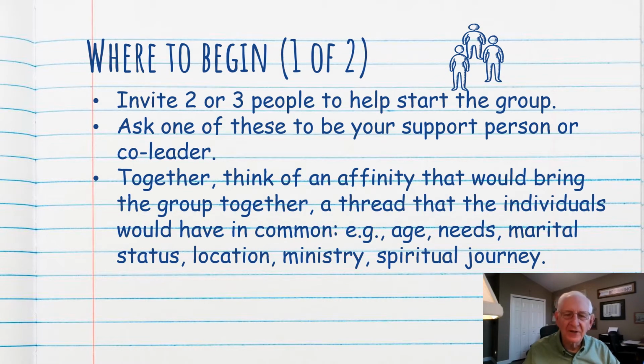The way to get going, the way to begin a group, is to invite 2 or 3 friends to help you start. Ask one of these to be a support person or a co-leader. Together, think about an affinity that could bring the group together, sort of a common thread that individuals would have. This could be age, similar needs, marital status, geographic location, ministry area of interest, or place where they are in their spiritual journey.